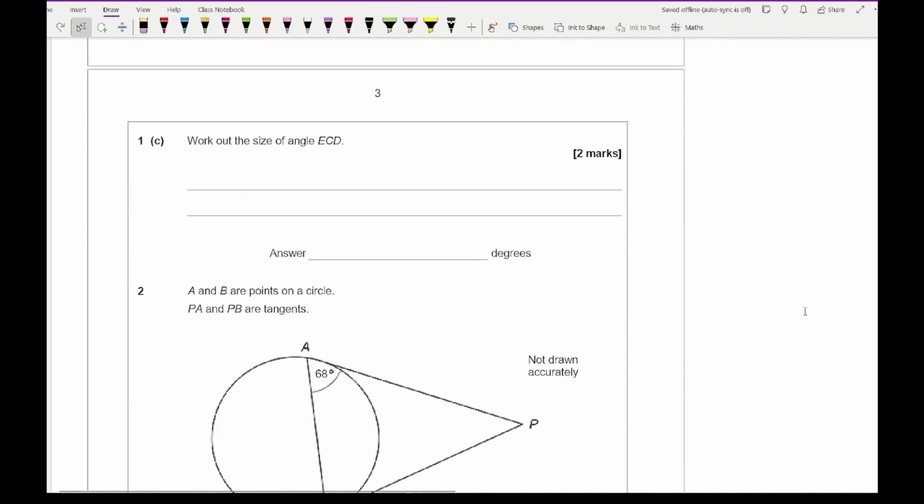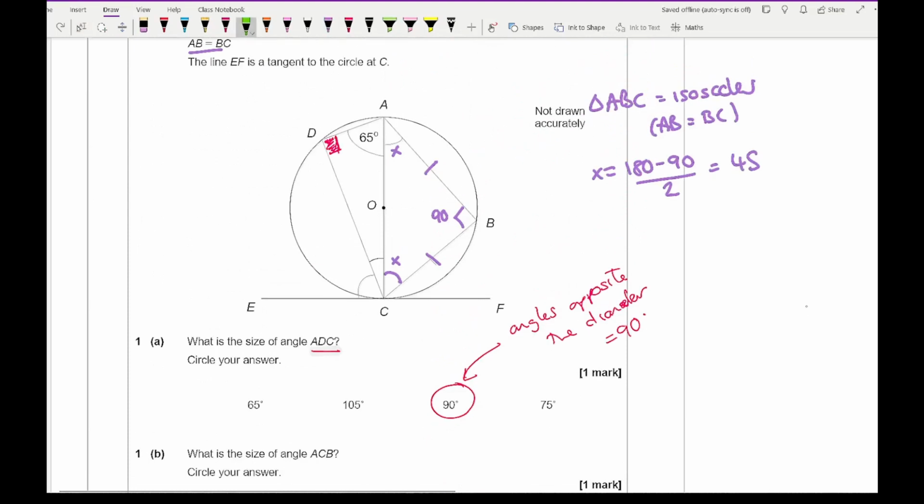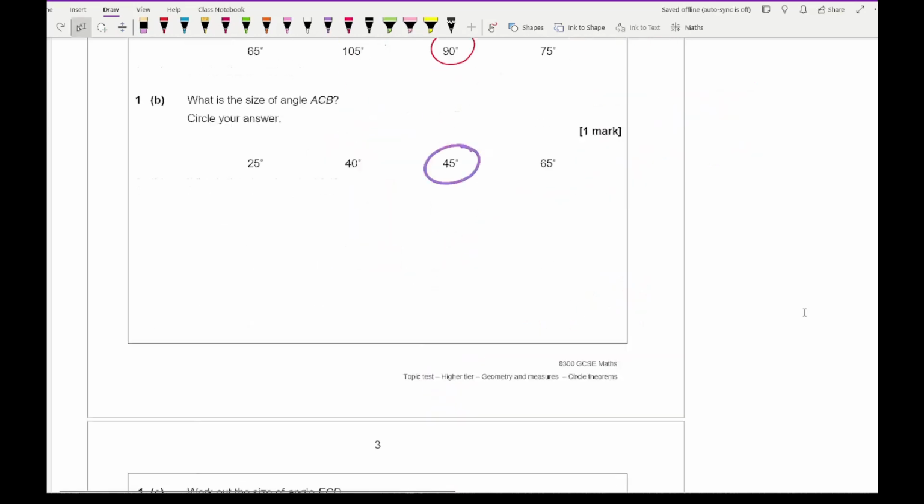Moving on to question 1c, it says work out the size of angle ECD. So if I just go back to the diagram, ECD is this angle here, and if I just label that as question C. Now from this I can see that it's going to be an alternate segment theorem, because here is my triangle with each of those points there, with one of the points being a point on the tangent. So angle ECD is going to be the same as this angle here, so it's going to be 65.